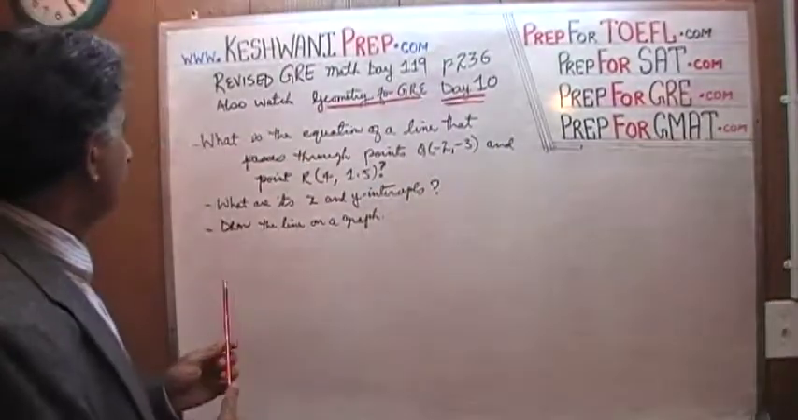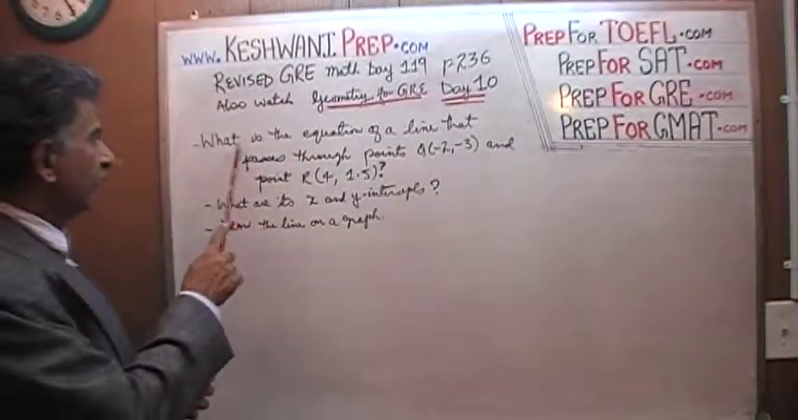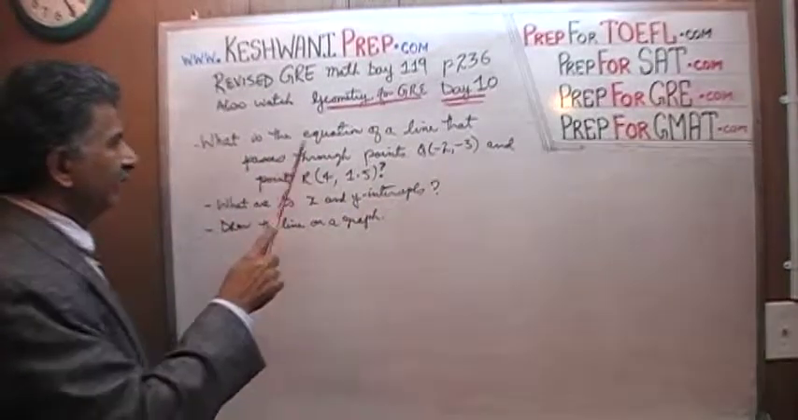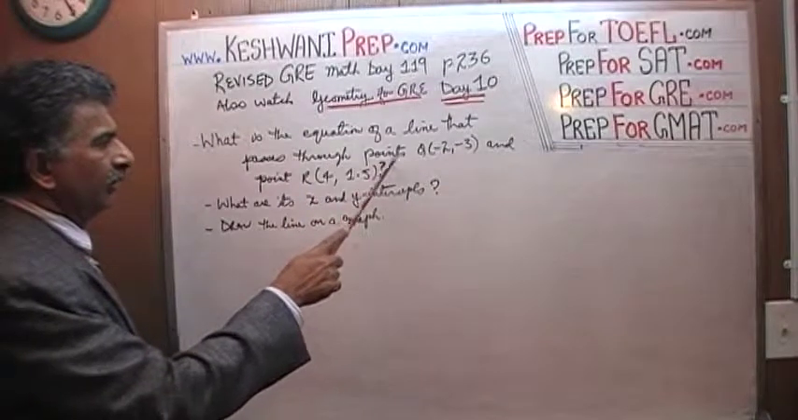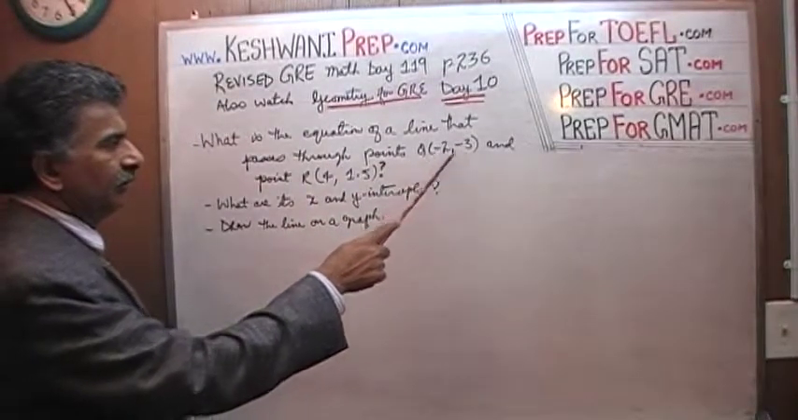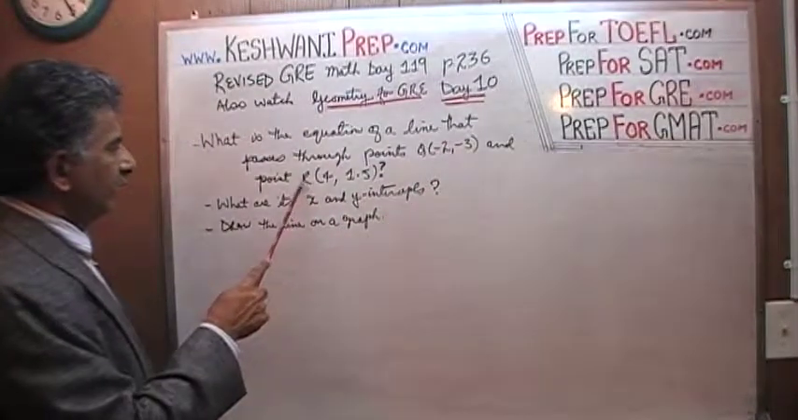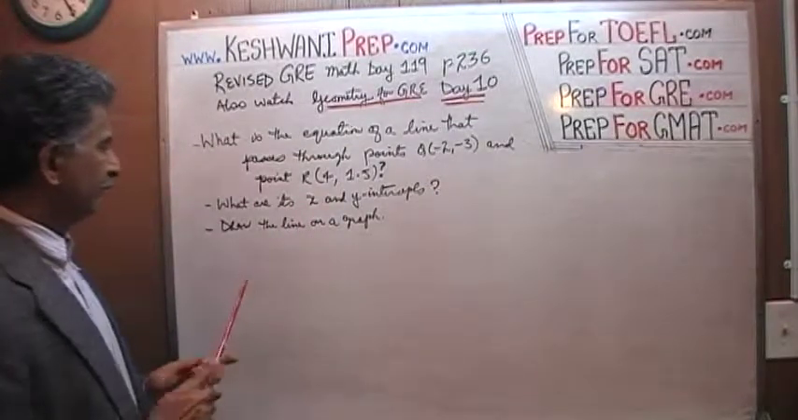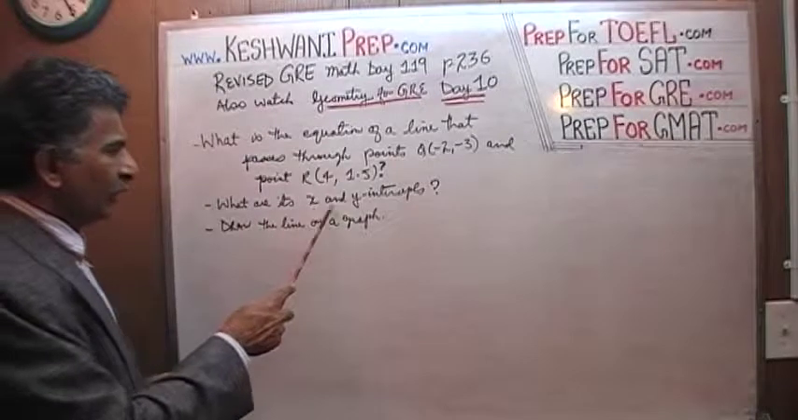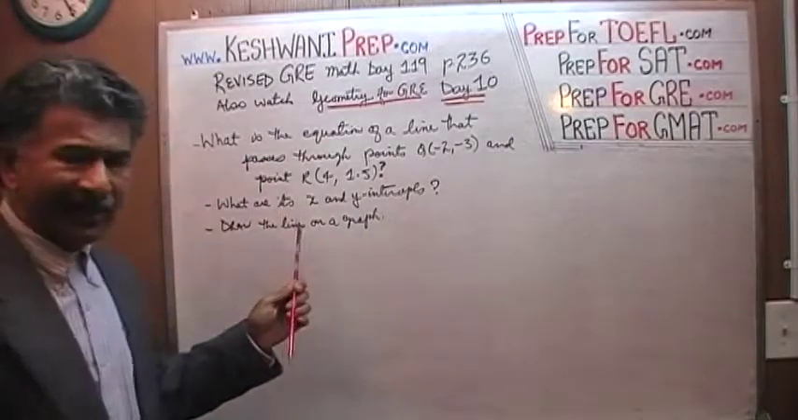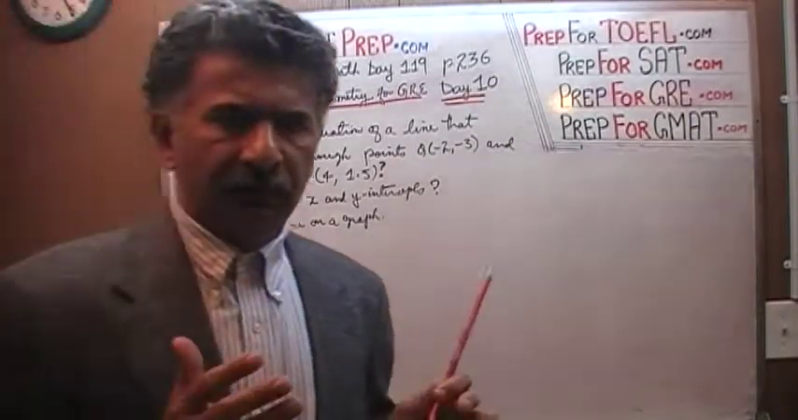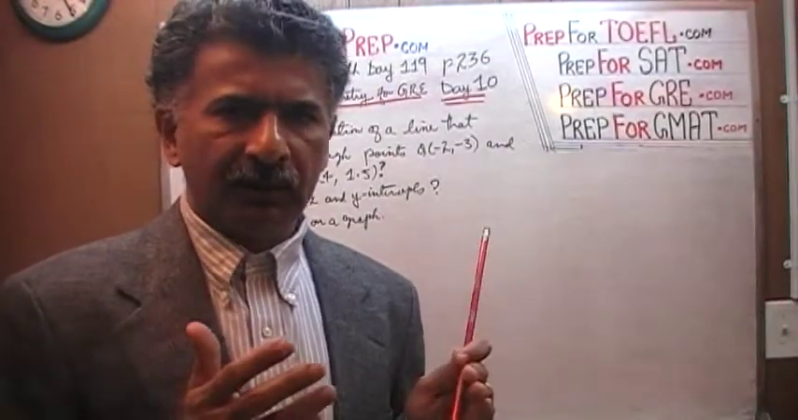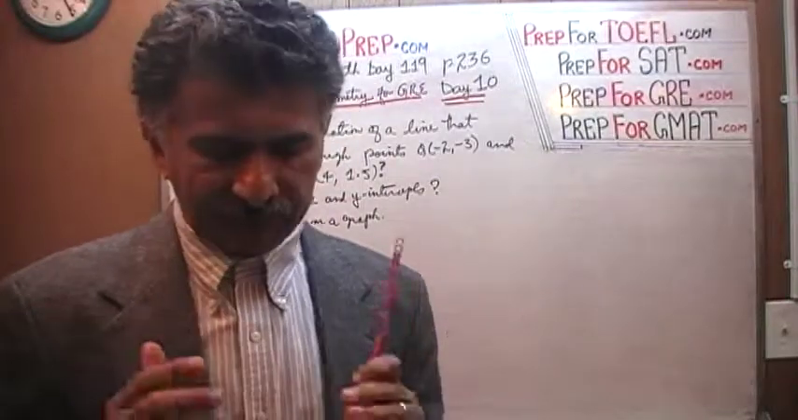So here's what's going on. We have a line, and the question is, what is the equation of a line that passes through points Q (-2, -3) and R (4, 1.5)? What are its x and y intercepts? So basically we have to give the equation of the line, and we have to tell at the end what are its x and y intercepts.